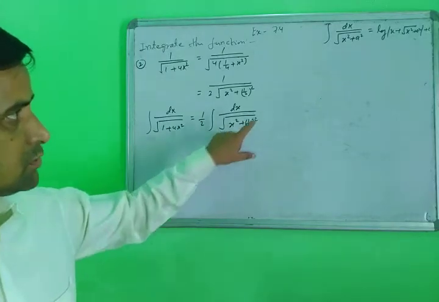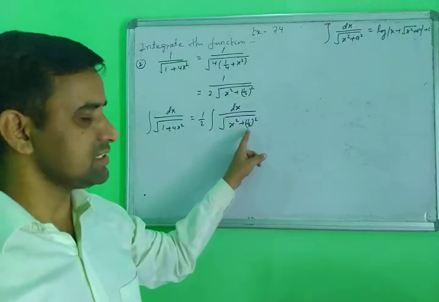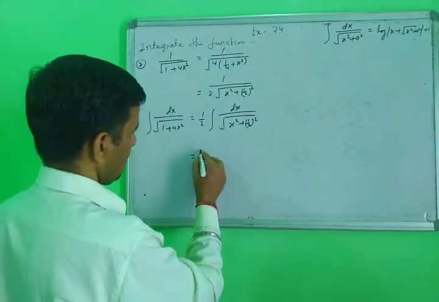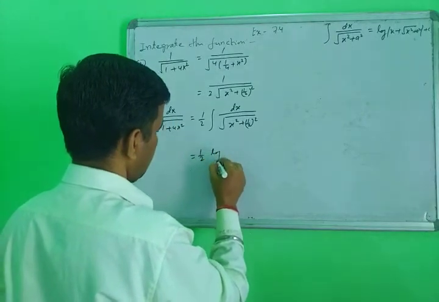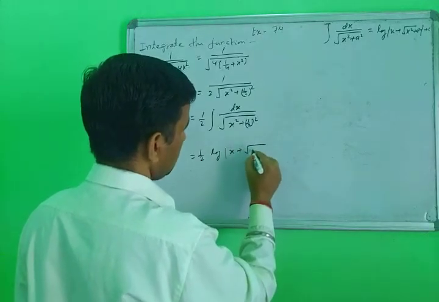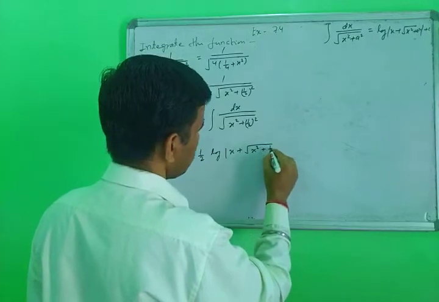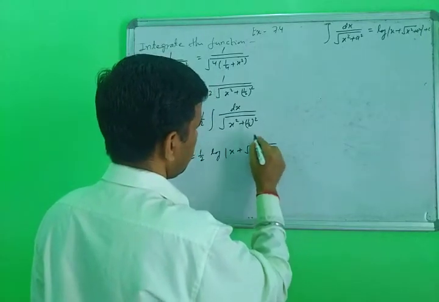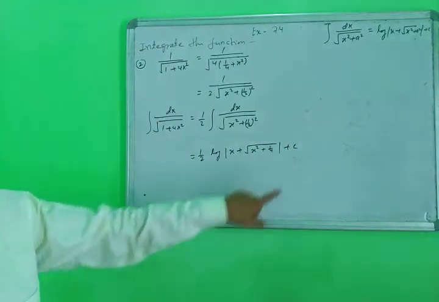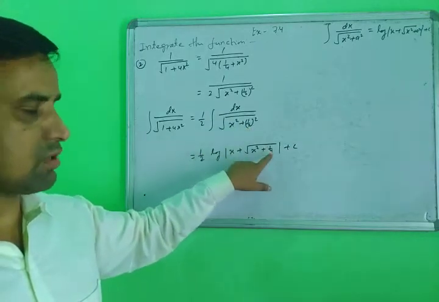After that you will use the identity for x square plus a square. Place x here as x and a as 1 by 2. Then what is the value? Log mod x plus root x square plus a square, means 1 by 4, mod, plus c. C is the constant. The a square here, 1 by 2 square, means 1 by 4.